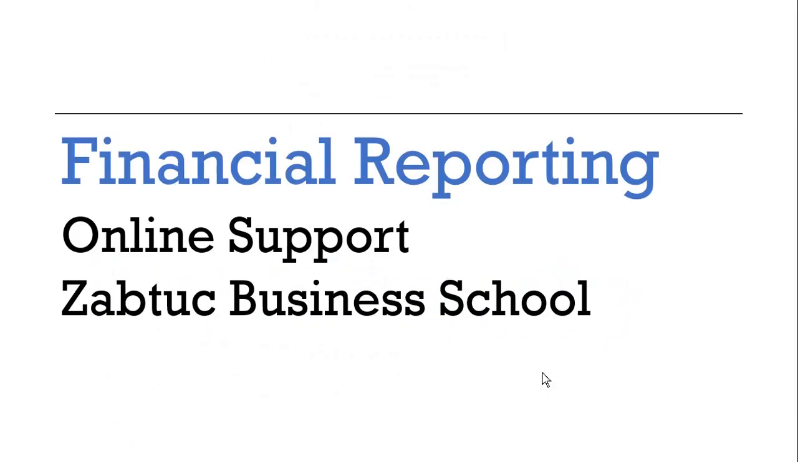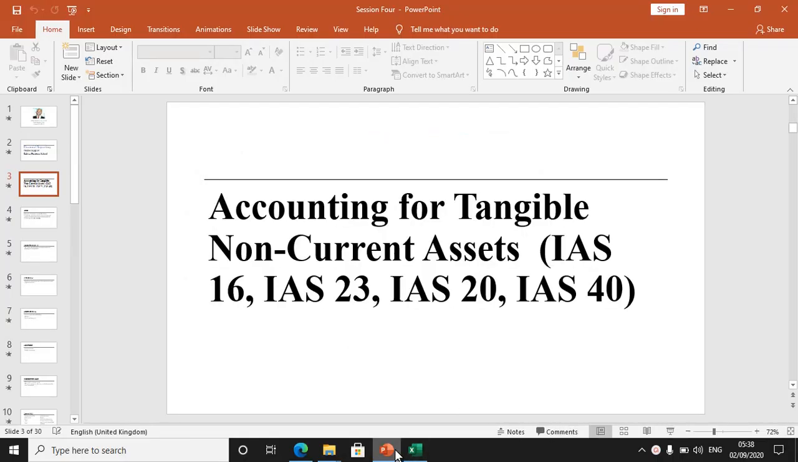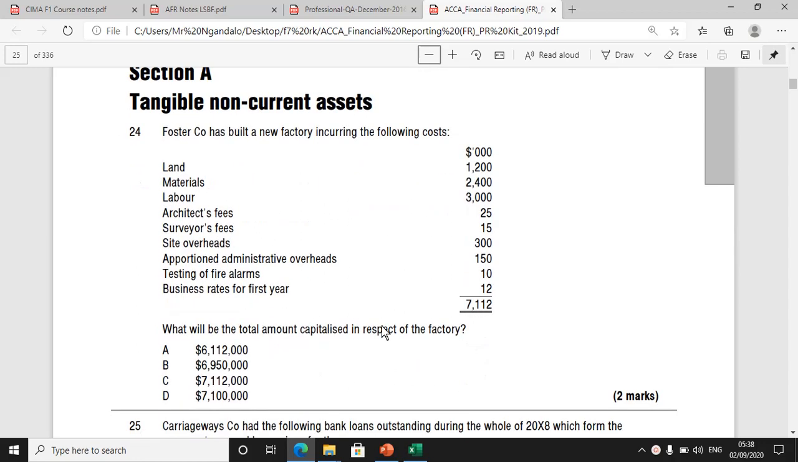I want us to continue working on our property, plant and equipment questions, as well as the other standards that relate to tangible and current assets. So before us is a question on tangible and current assets. Foster has built a new factory incurring the following costs. So we have all those costs there. The question is, what will be the total amount to be capitalized in respect of the factory?